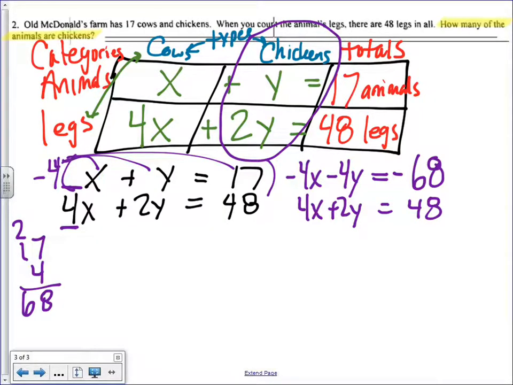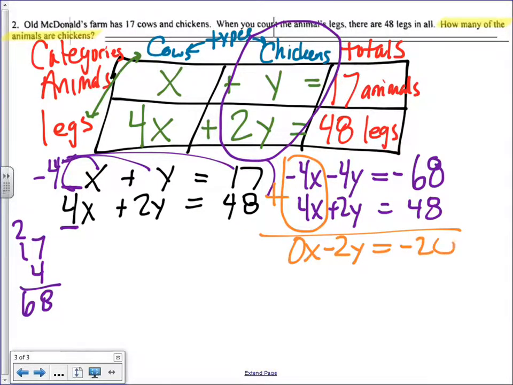All right, now I have my inverses perfect. Negative 4X and positive 4X, let's add them together. Negative 4 plus 4 is 0X. Negative 4Y plus 2Y is negative 2Y. And negative 68 plus positive 48 is going to give me negative 20. And 0X is eliminated.